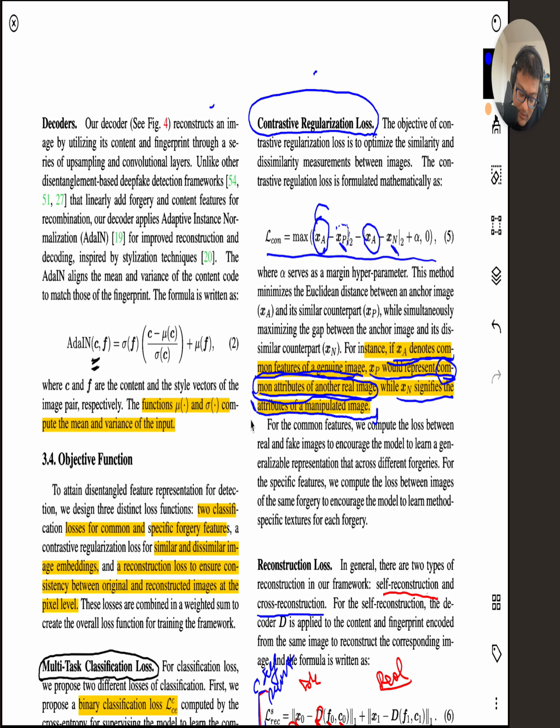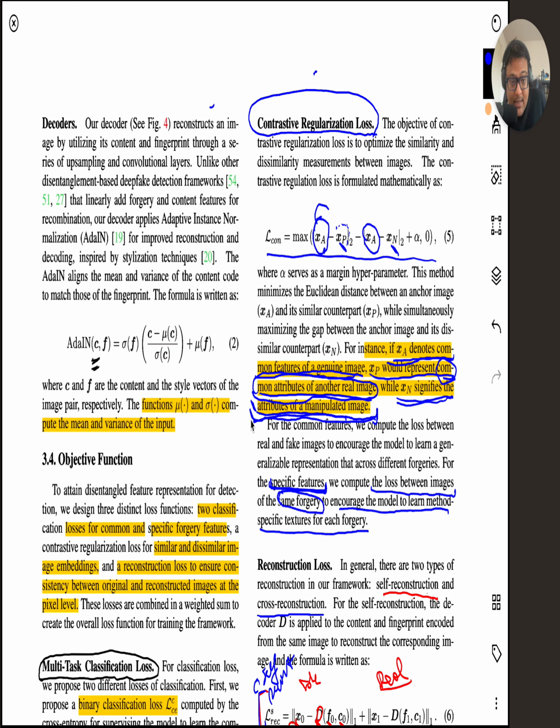So this is for the different kinds of images, and they are also applying this loss for specific features. What they're saying is that for the specific part, we compute the loss between images of the same forgery, to encourage the model to learn method specific textures for each forgery. So what does that mean?